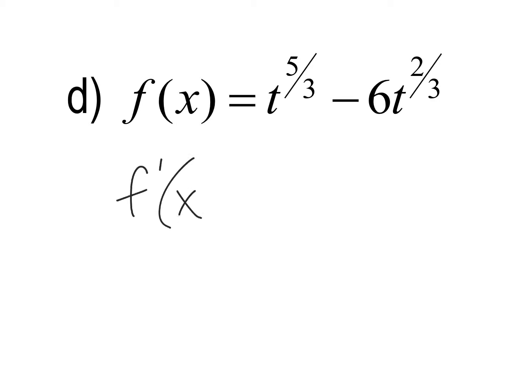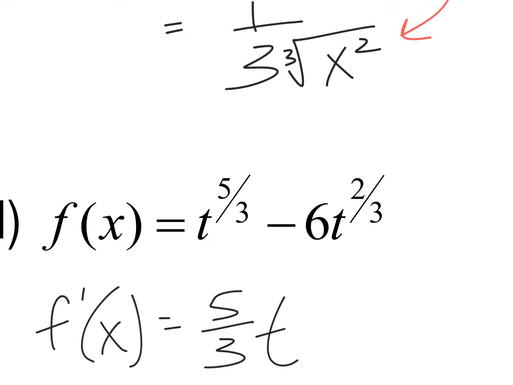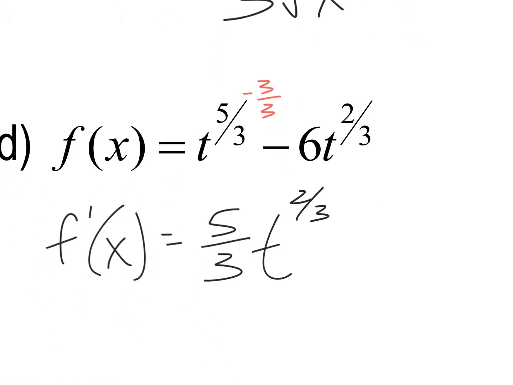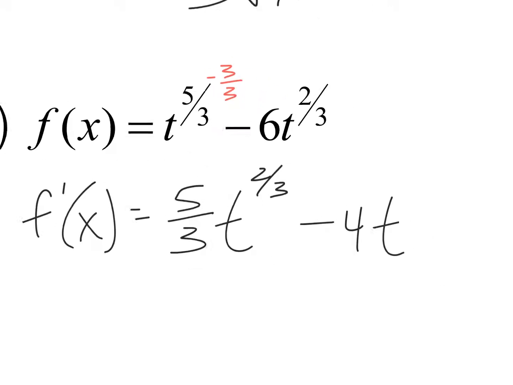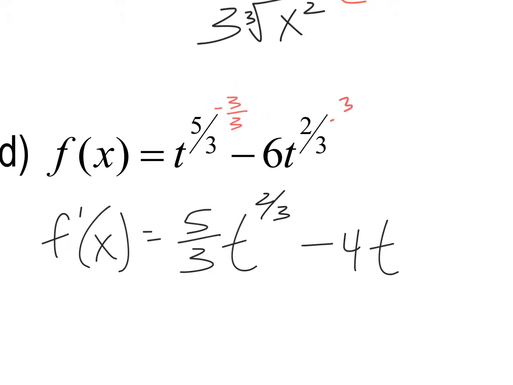F prime of x equals, I'm gonna bring the 5/3 down, and I'm gonna decrease the exponent by 1. So it's really subtracting 3/3, and that's how I'm gonna get 2/3. That's for the first term. Second thing I'm going to do is bring this exponent down in front and multiply it by the 6. Well, what happens to be 6 times 2/3? It's 12/3 or 4. T to the, and again, when I subtract 3/3, I'm decreasing the exponent by 1. That gives me negative 1/3.